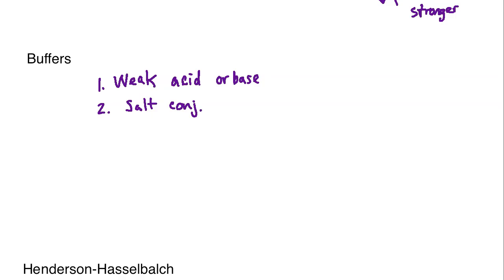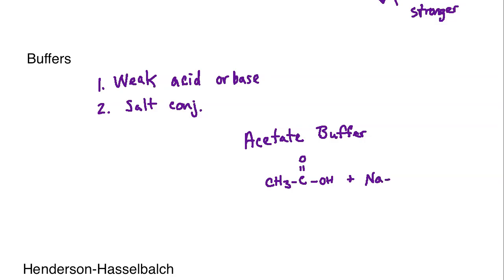Okay, so in other words, you need the conjugate base or acid respectively when you get ready to make this up. So a common example would be the acetate buffer. When you have acetate, it's referring to the acetic acid, which is a weak organic acid. It's a carboxylic acid. Plus, if you want to make an acetate buffer, you're going to need to add a salt version of the conjugate base, so something like sodium acetate.